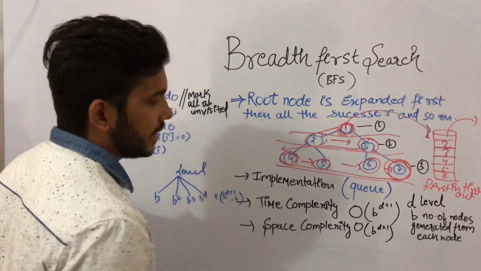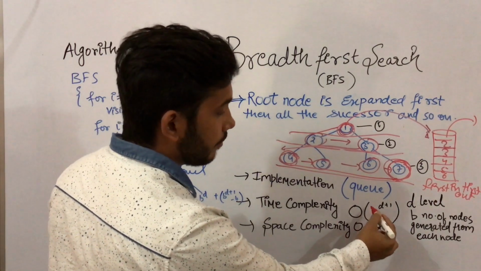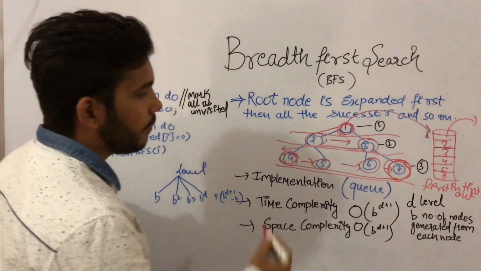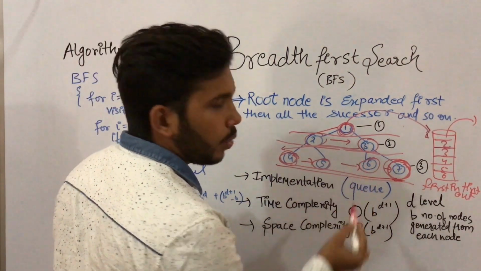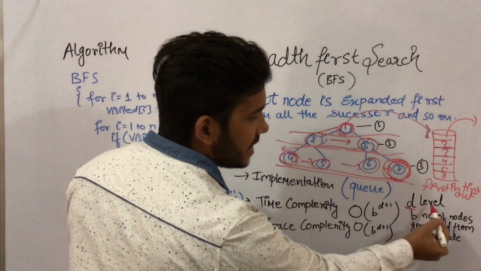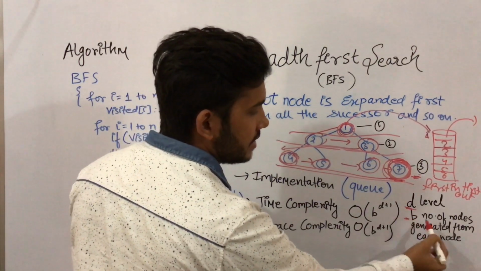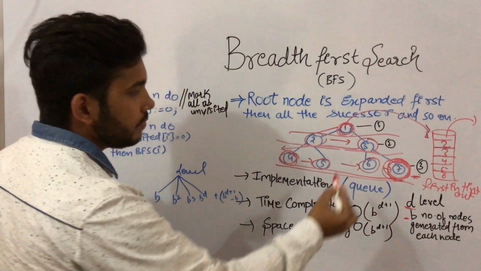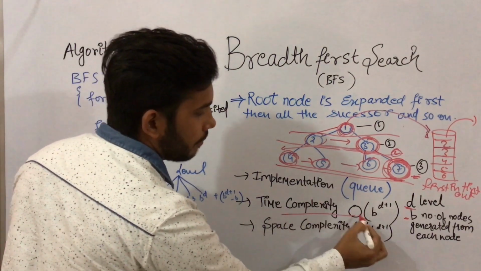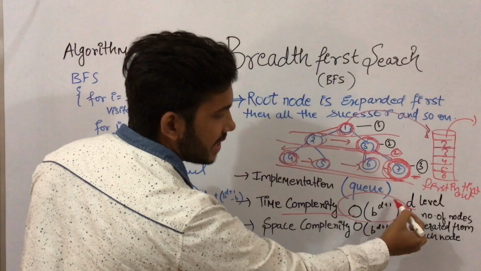Now talking about the time complexity. What is the time complexity of breadth first search? The time complexity of breadth first search is big O of b raised to the power d plus 1. So how do we know the time complexity? Suppose I am visiting this 7th node, then what is the time that breadth first search will take to visit the 7th node? Here d means the level, like this is level 3, the 7th node is in level 3, and b means the number of nodes generated from each node. Like from this third node, this node is generating 2 nodes. So the time complexity for BFS will be big O of b raised to the power d plus 1.